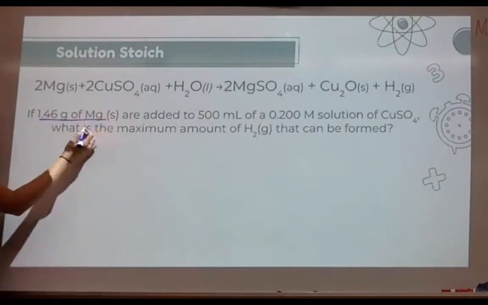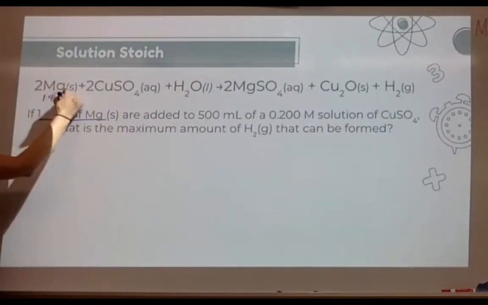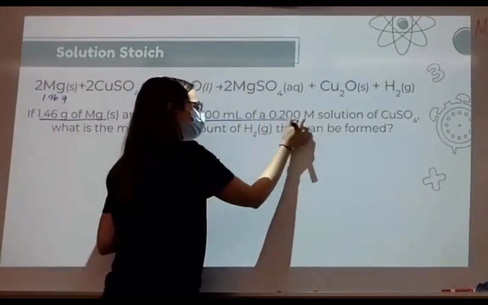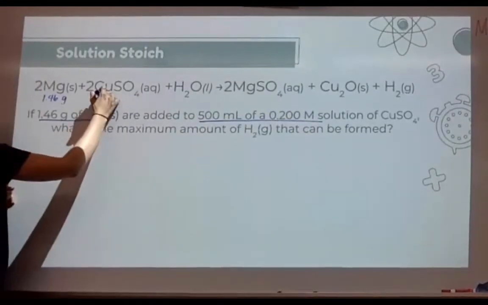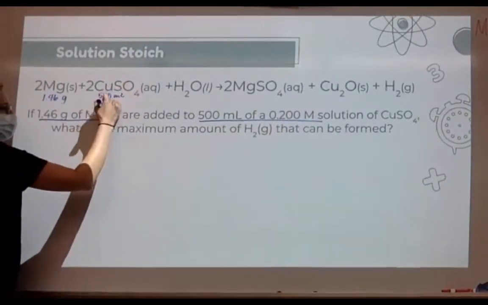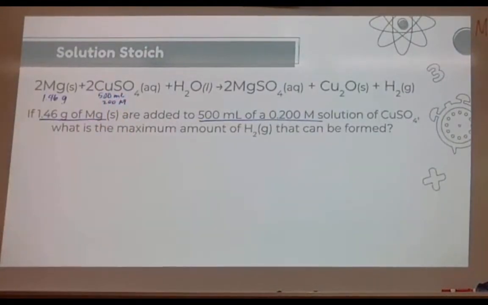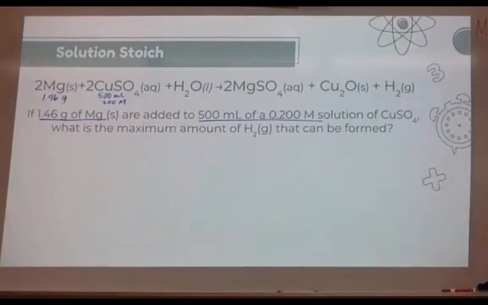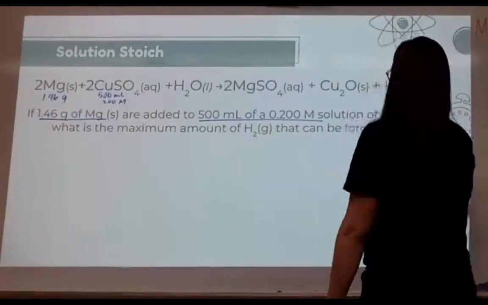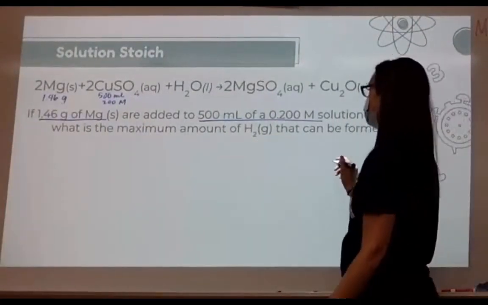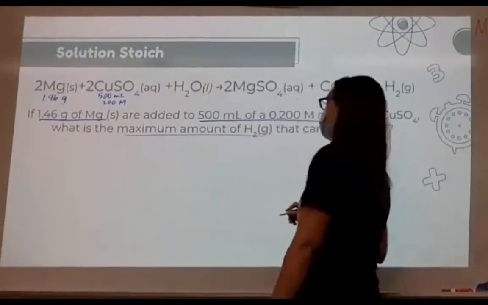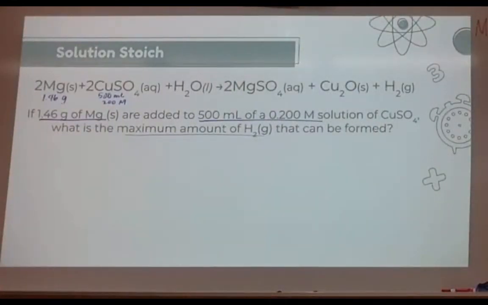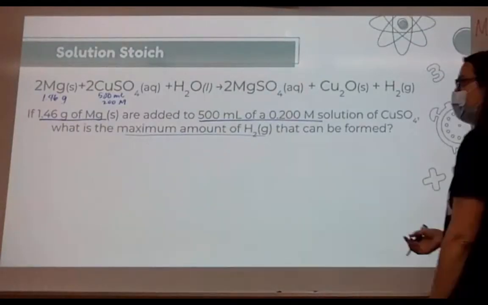I am given a starting amount for magnesium, and I am given starting amounts of CuSO4. When you are given starting amounts of more than one reactant, you have to figure out which one is limiting, because the limiting reactant limits the reaction, since we run out of it first. Now I'm going to read ahead, and it says, what's the maximum amount of H2 that can be formed? So when I do my limiting reactant problem, I'm just going to stoich directly to H2, killing two birds with one stone.